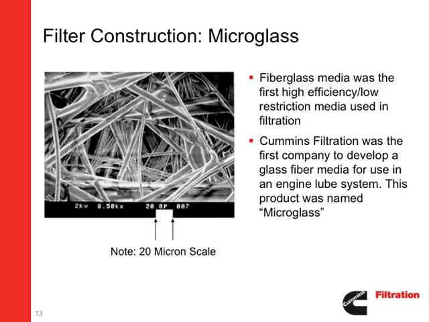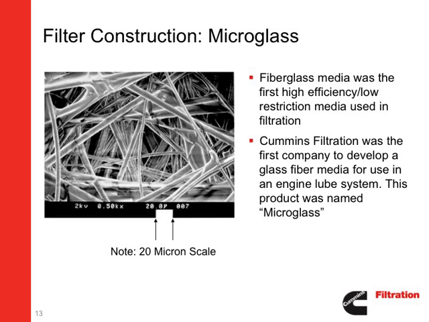Synthetic media was developed to meet the need for a high-efficiency, low-restriction filter. Fiberglass was the first synthetic media used in filtration. Notice that the synthetic fibers are smaller in diameter, more regular in shape, and denser than cellulose fibers.